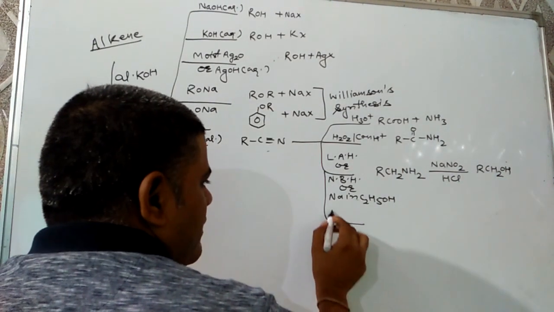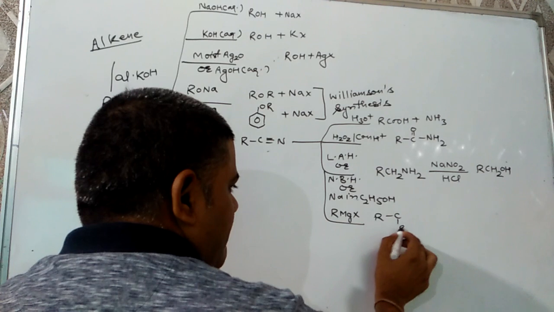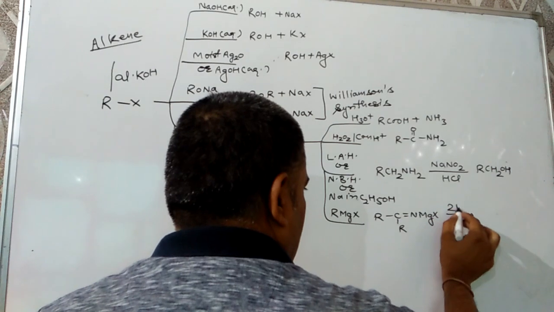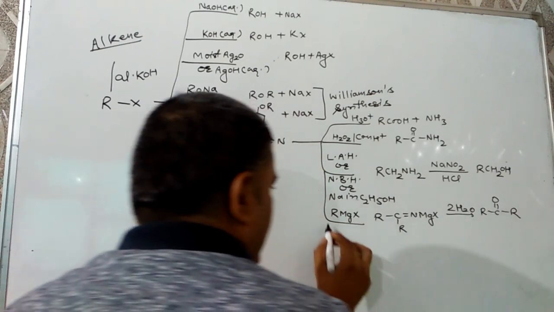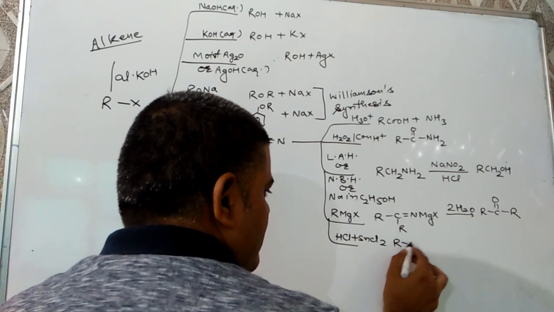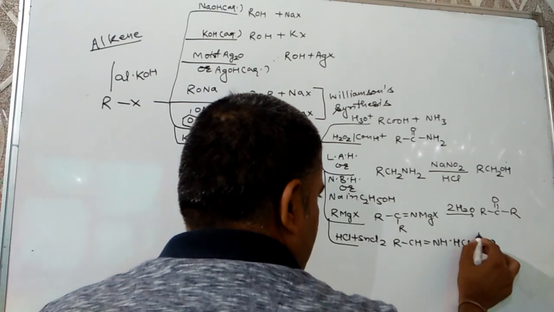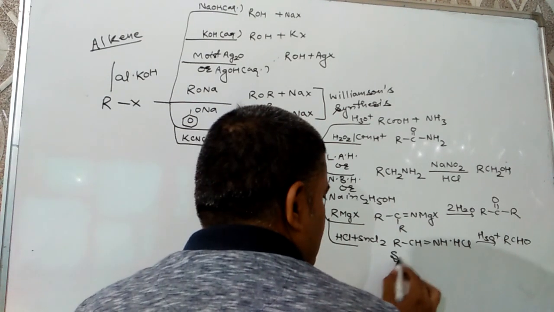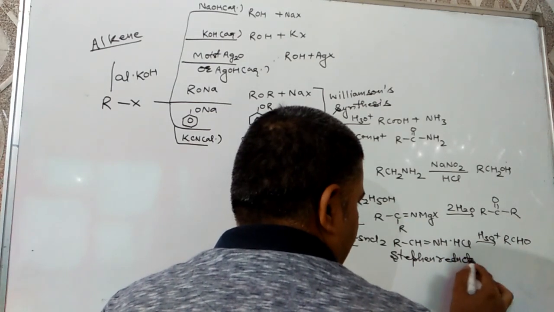Next, if Grignard reagent is added to it, then a nucleophilic addition will take place, which on hydrolysis with water will give us ketone. And if HCl is added in presence of SnCl2, first an addition compound is formed, RCH=NH·HCl, and that on hydrolysis gives aldehyde. And this reaction is known as Stephen reduction.